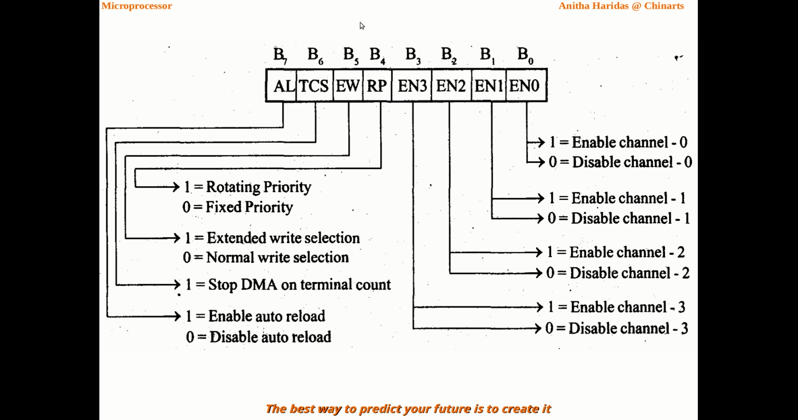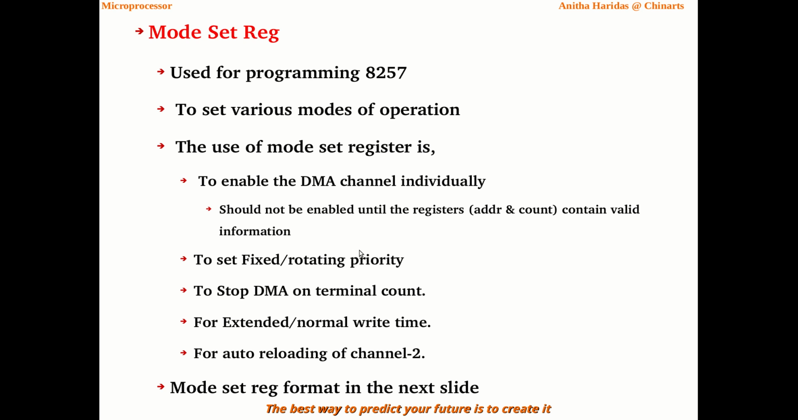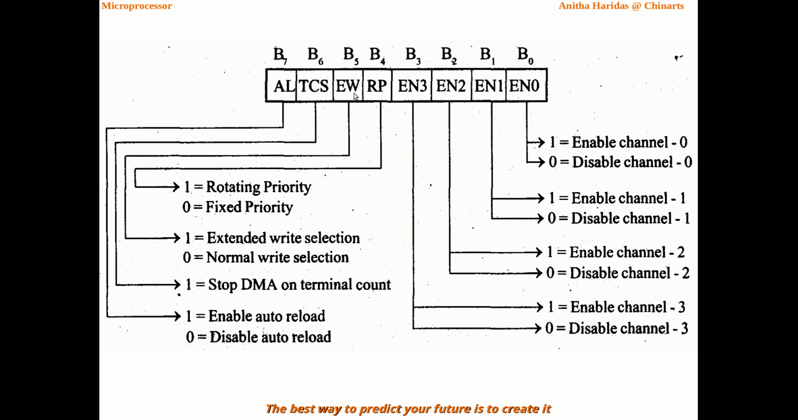Right? So this is the format used by the mode set register. It has 8 bits, bit 0 to bit 7. The lower 4 significant bits are used for enabling or disabling the different channels. There are 4 channels, and they can be enabled or disabled by using these 4 bits. In bit 0, if you have 1, it will enable channel 0. If it is 0, it will disable the channel.